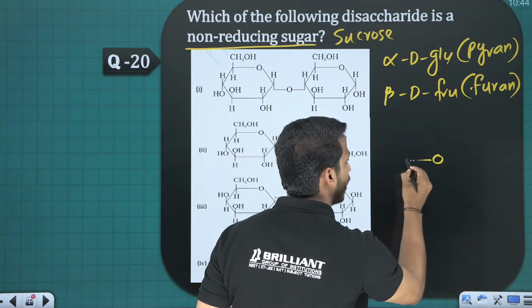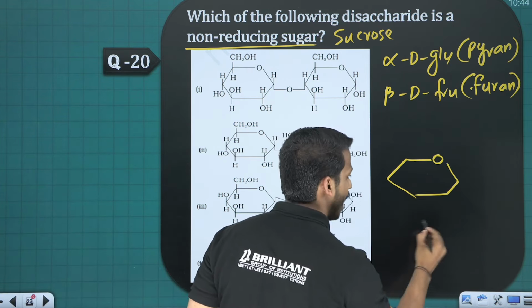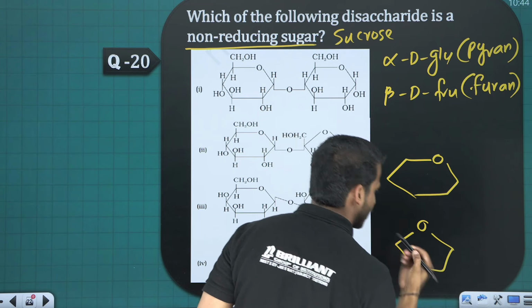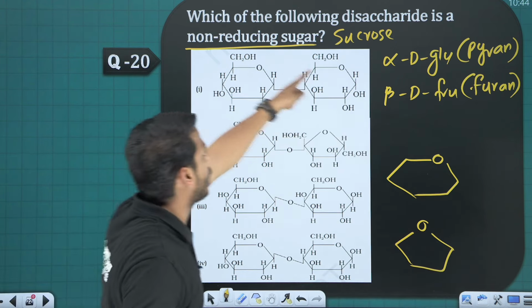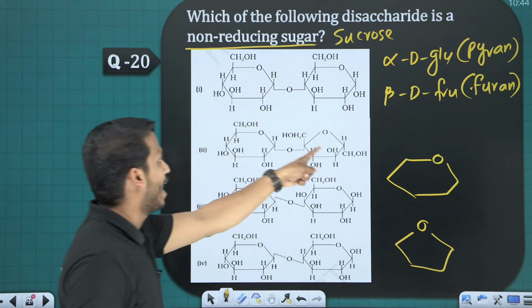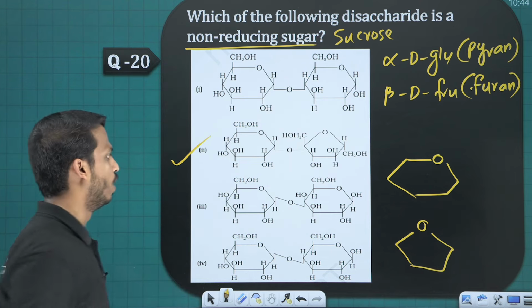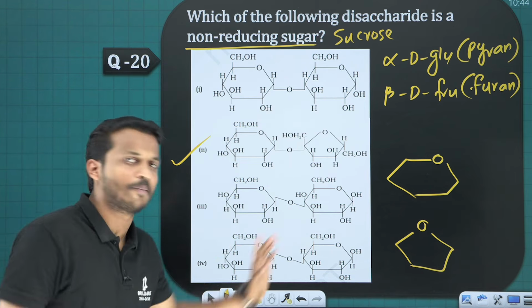What is a pyran ring? We will express like this. And what about furan ring? We will express like this. Where is it? This is pyran, and this is furan, that is option 2. And these are all pyran, pyran, pyran, pyran.